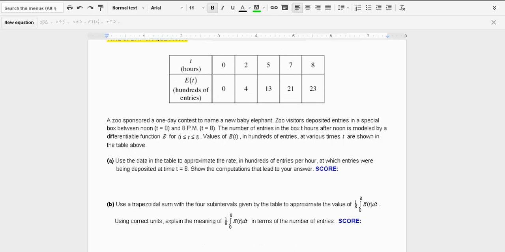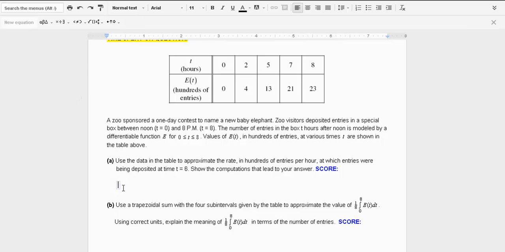In part A, you have to approximate the rate, which is the derivative, in hundreds of entries per hour at 6. So what this should tell you is that you're looking for the derivative at 6, and now if you look at your table, you notice that there's no 6 in the table, so this is your secant line approximation. So what we're going to do is use the 5 and the 7 to approximate.